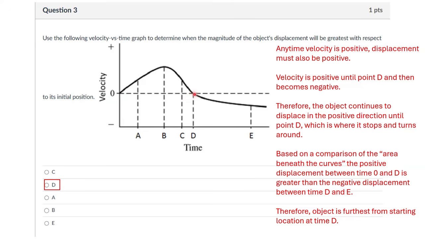Now, after point D, we start traveling in the opposite direction. So we have to ask ourselves if by point E, would we have traveled back past our original position and then even further away than what we were at point D? And a way you can estimate that is by calculating the area bounded by the curve and zero. And this area here by eyeball is clearly bigger than this area here, which means we would not even be back to our original position by the time we got to position E, which again then means that position D was indeed the furthest we ever were from where we started, which means that's the greatest magnitude of displacement.